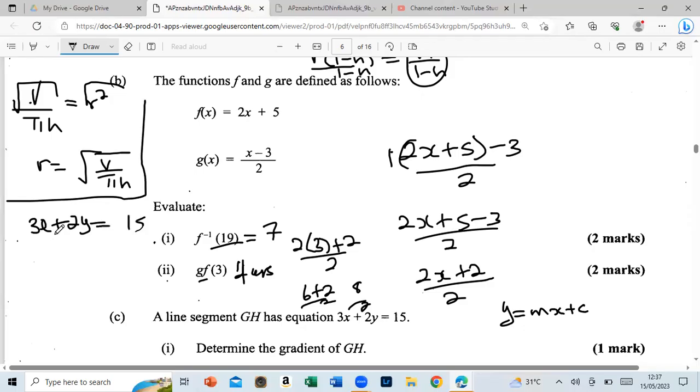So we have 15 over here, so what we'll do to this is minus 3x. We can either put it at the front and then divide both of them by 2. So remember, if we rewrite it, we have negative 3x over 2 plus 15 over 2. The gradient is the number in front of the x, so the gradient would be negative 3 over 2.